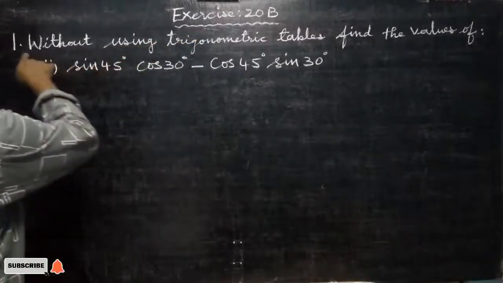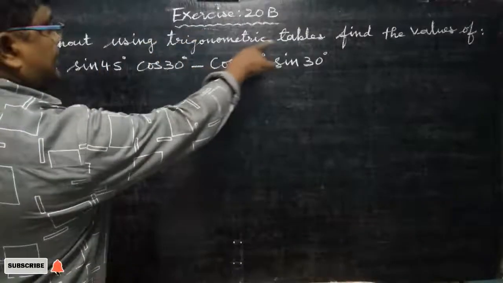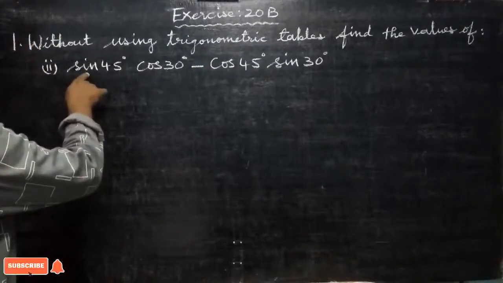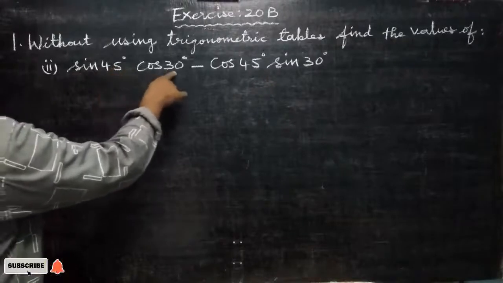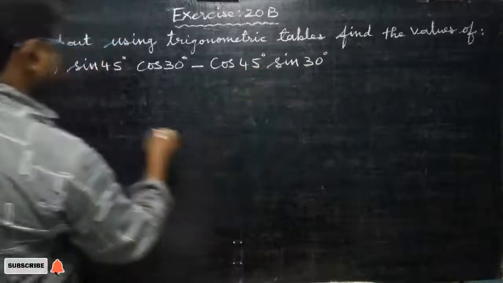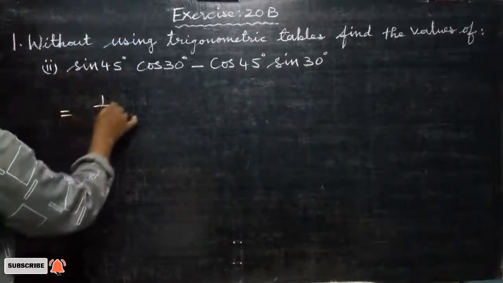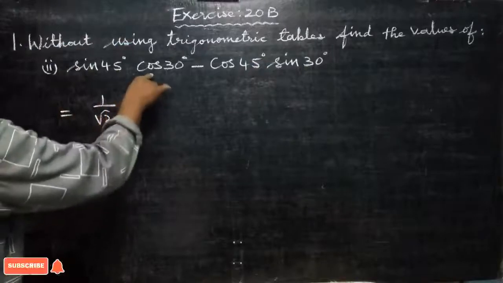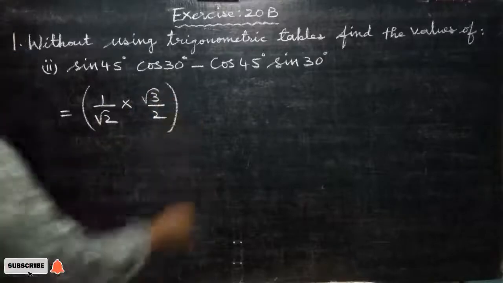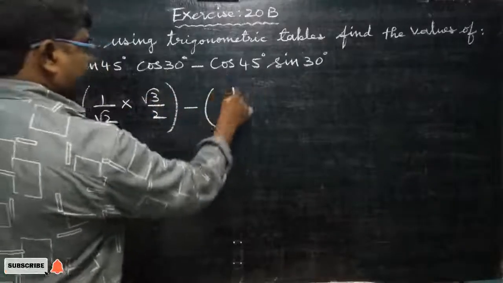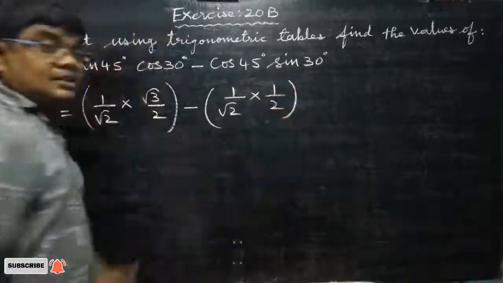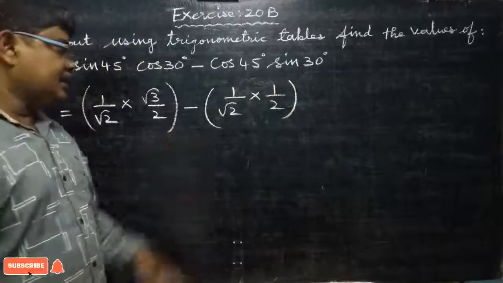Exercise 20b. First problem. Without using trigonometric tables, find the values of the second bit. We are told to find sine 45 degrees into cos 30 degrees minus cos 45 degrees into sine 30 degrees. Sine 45 is 1 by root 2 into cos 30 is root 3 by 2. Keep this in a bracket. This is one term, minus again cos 45, also 1 by root 2, and sine 30 is 1 by 2. You have to learn these values like this by heart.